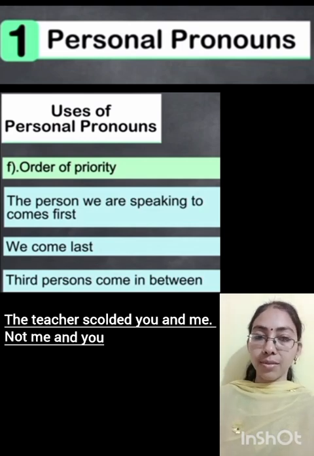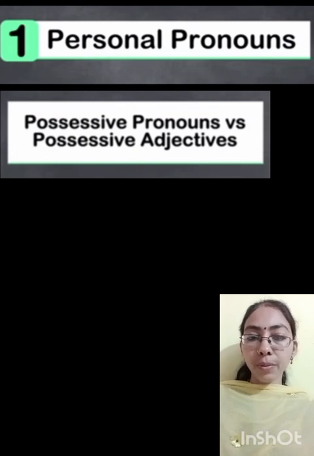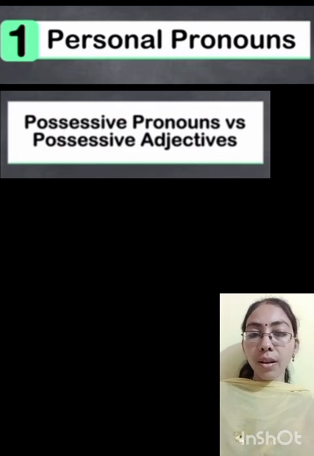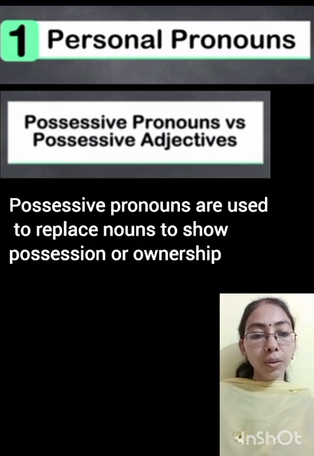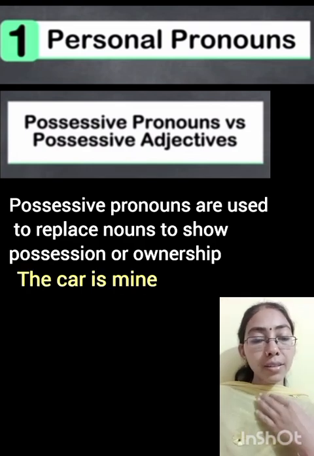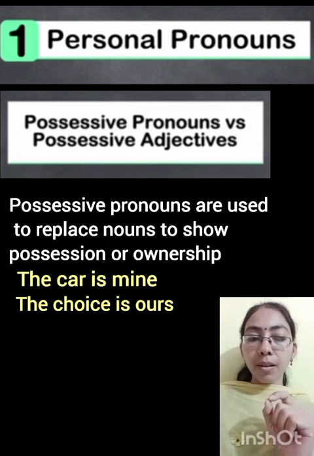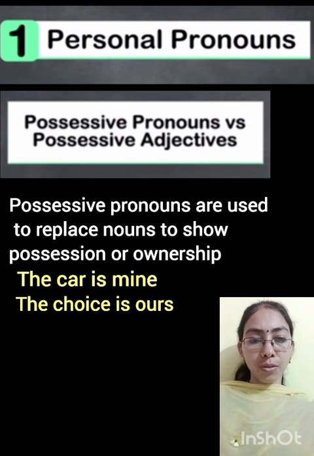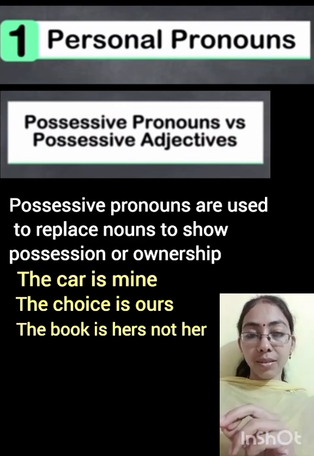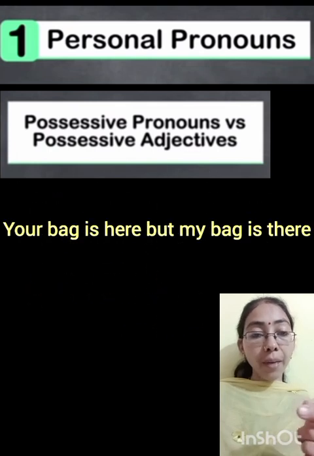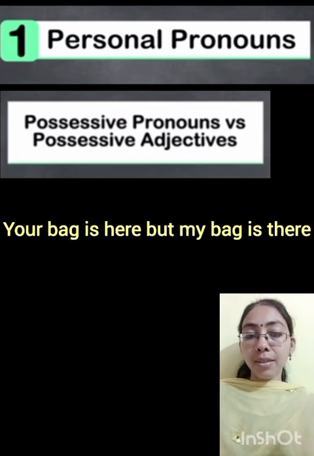2, 3, 1. Now let's look at the difference between possessive pronouns and possessive adjectives. Pronouns are used instead of nouns. So in the same way, possessive pronouns are used to replace nouns to show possession or ownership. The car is mine. The choice is ours. Remember, these are all without an apostrophe. The book is hers, not her. Your bag is here, but my bag is there.